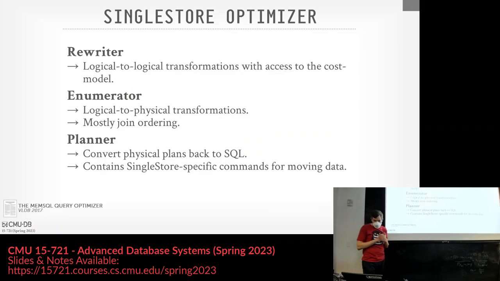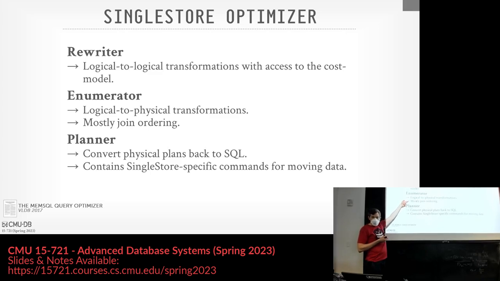All right, the last one is going to be SingleStore, previously called MemSQL. They have a distributed query optimizer based on a stratified approach, doing bottom-up search. They have the standard stages: the rewriting stage, logical transformations, logical-to-physical transformations, and join ordering. But there's one thing that is very interesting that we haven't seen in other systems.